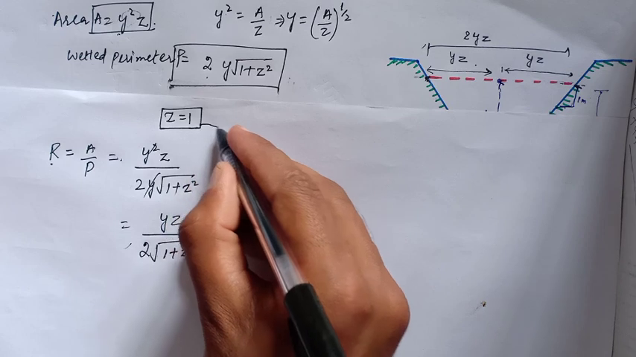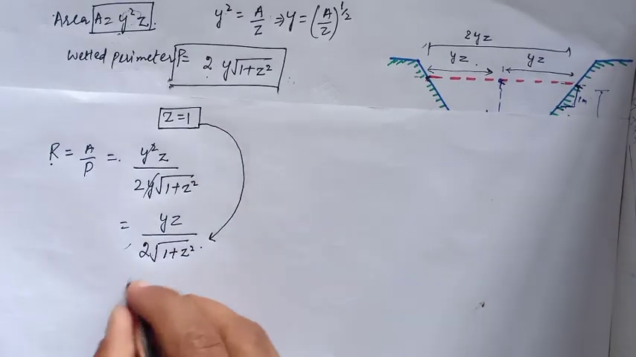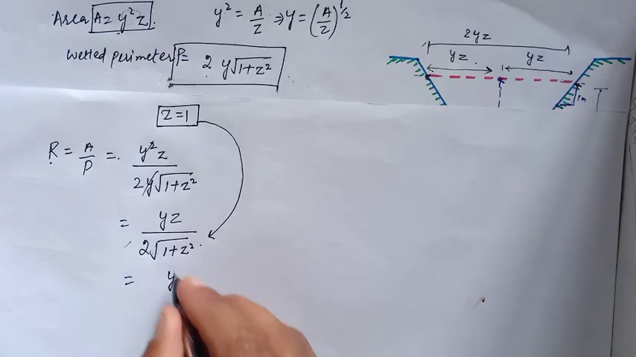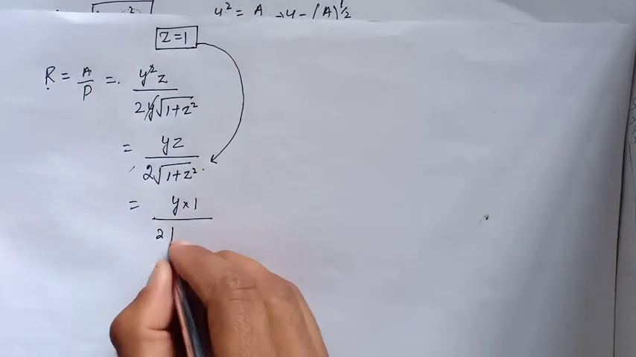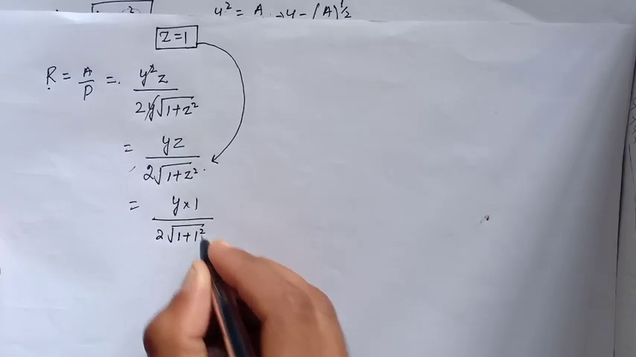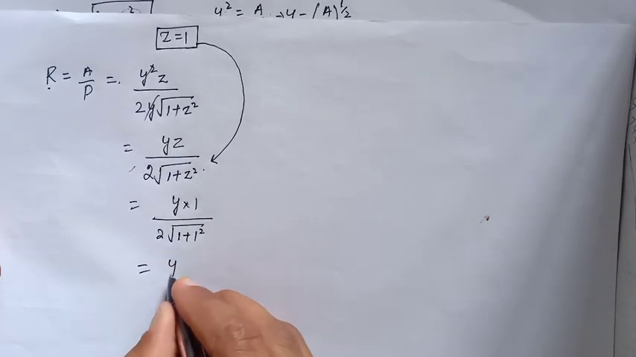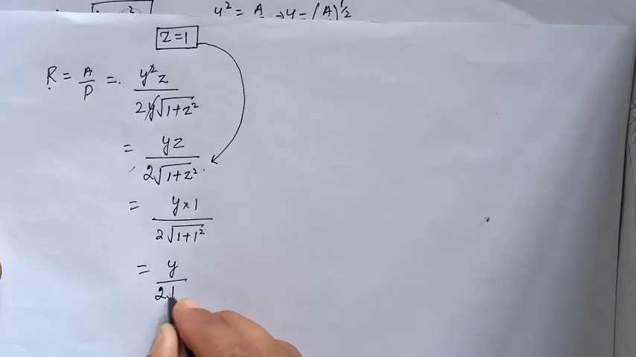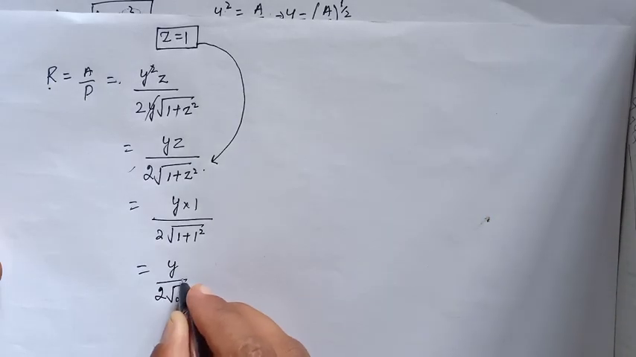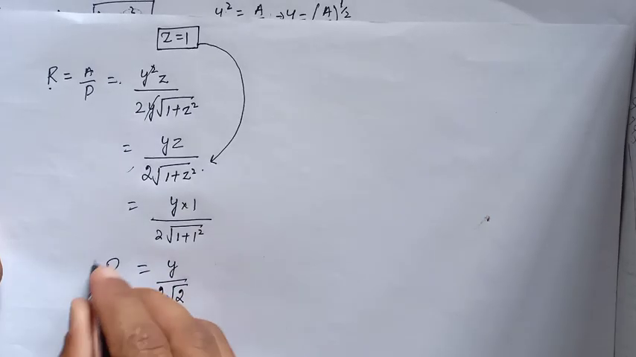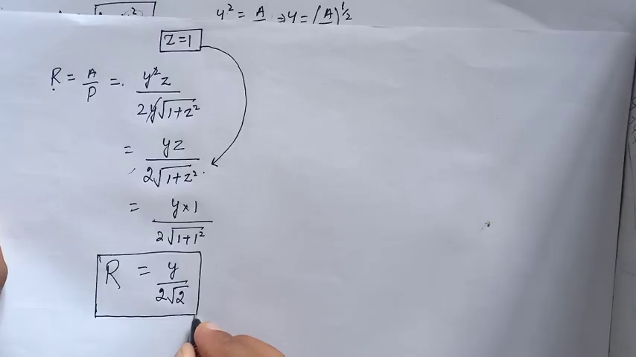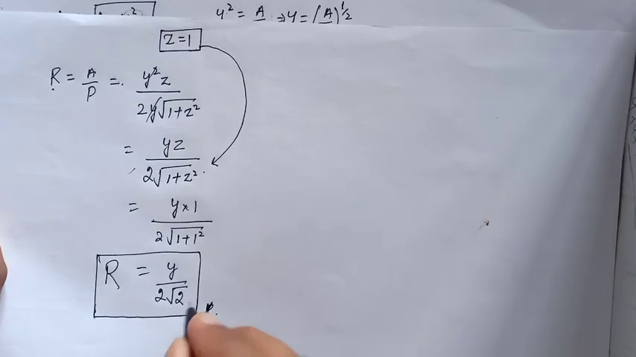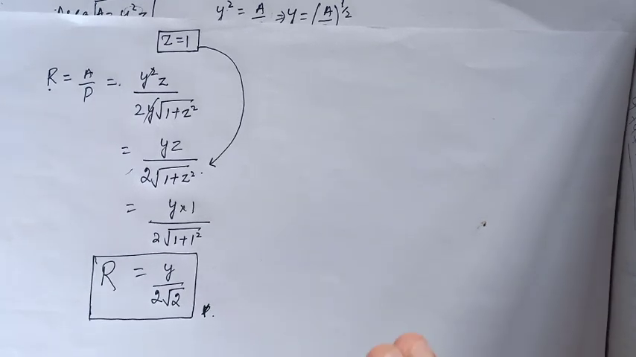Here we can put this value of z equal to 1. So this comes out to be y into 1 divided by twice under root of 1 plus 1 square. So this comes out to be y divided by 2 under root 2. So the hydraulic mean depth must be equal to y divided by twice under root 2 for a triangular section to be most economical. So this is the second condition for a triangular section to be most economical.